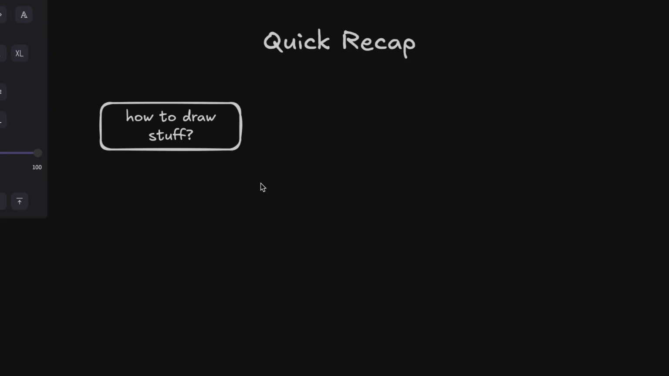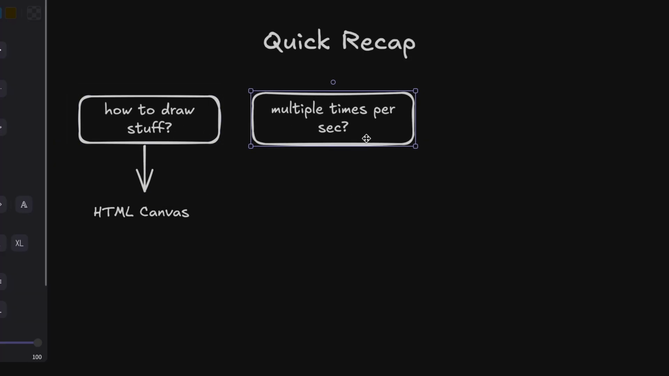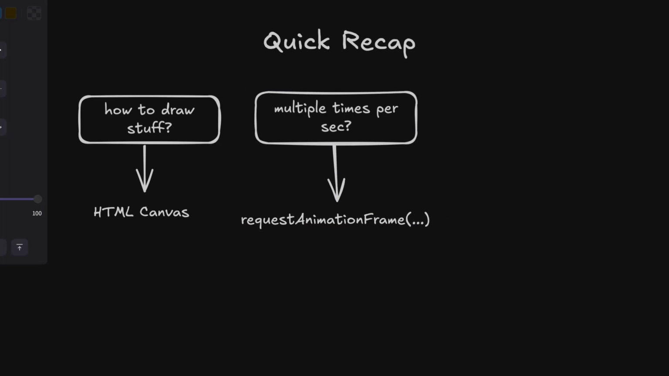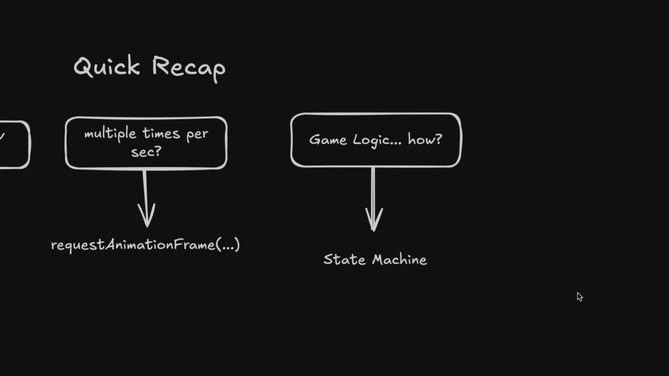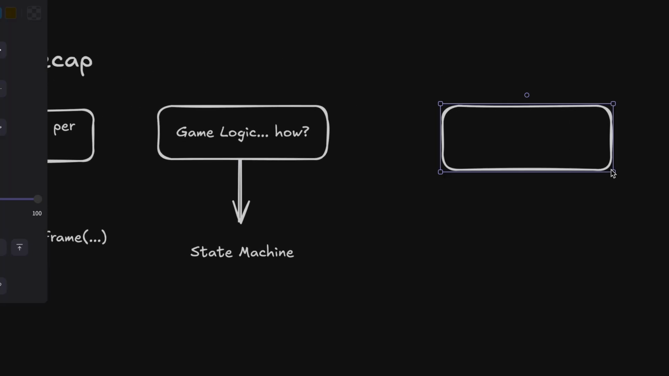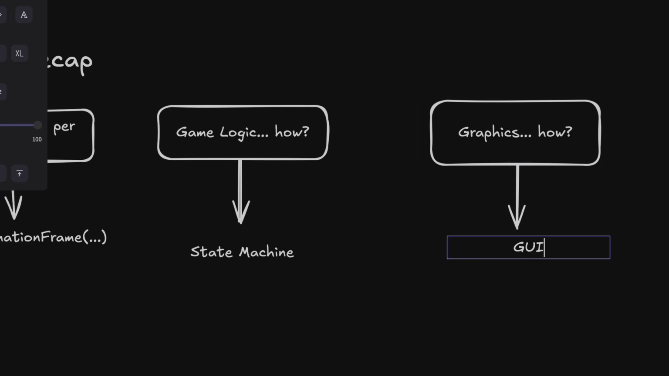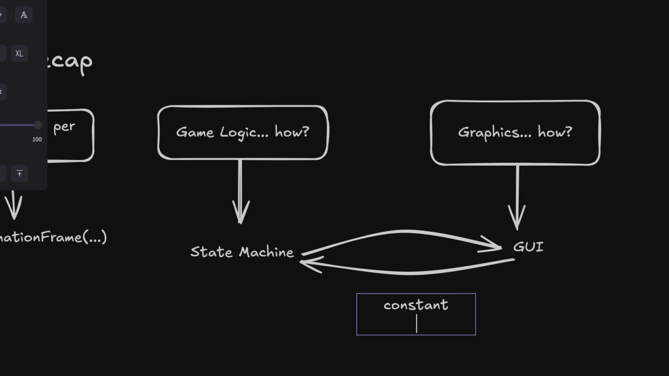So before we go any deeper, let's take a quick step back and just recap what we've talked about, just to make sure you guys are still with me. First, we're using HTML canvas to draw things on screen. Then we're using window.requestAnimationFrame to draw things on screen multiple times per second. And on each frame, the state machine is going to perform calculations deciding what needs to be drawn and when. And the GUI takes a look at the state machine and says, okay, these are the things that I need to draw, and this is the order in which I need to draw these things.